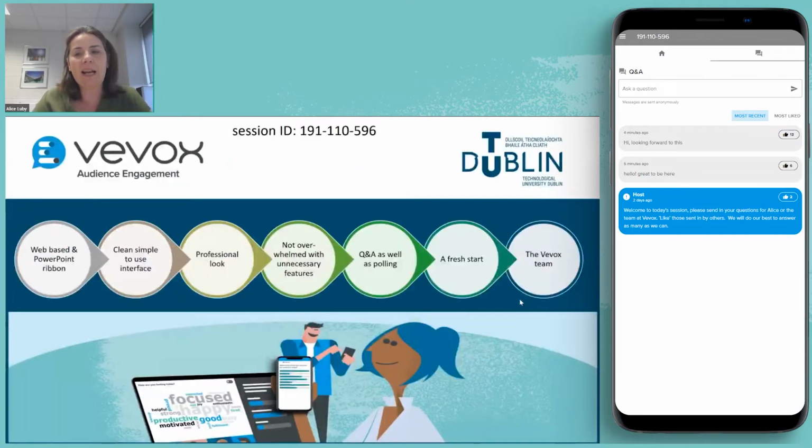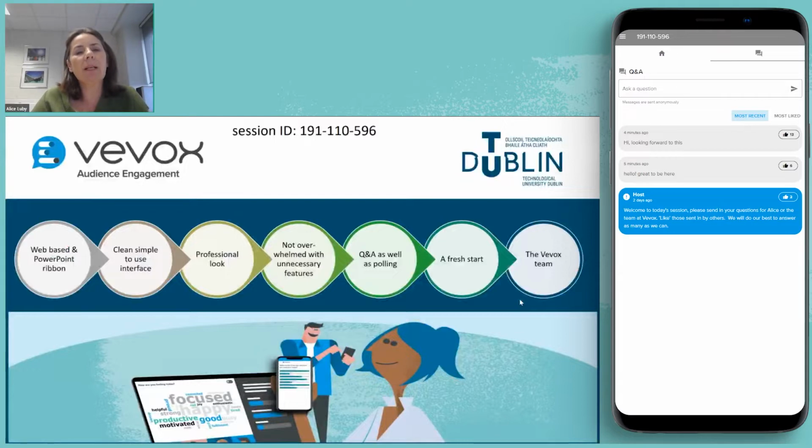So why Vvox? In the pilot evaluation, one of the key things we were looking at was that it was web-based. Some of our staff were using things like Menti, and they were well used to it within that type of setting. Other members of staff were using PowerPoint, Turning Point with the PowerPoint ribbon. So one of the major criteria we had was we wanted a product that gave us both a web-based solution and a PowerPoint ribbon.